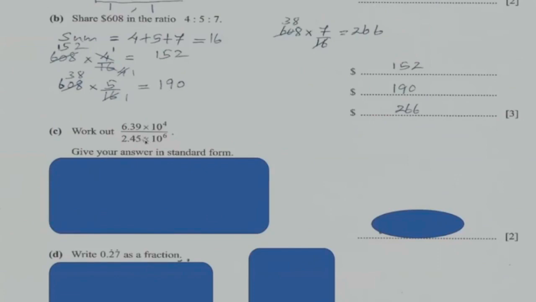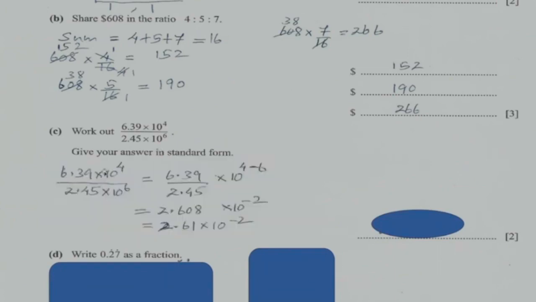Work out 6.39 times 10 to the power 4 divided by 2.45 times 10 to the power 6. Give your answer in standard form. Standard form means we have to write the decimal after the first non-zero value. So these two are also in standard form. We have to use the calculator and simplify first, then we can write the standard form.